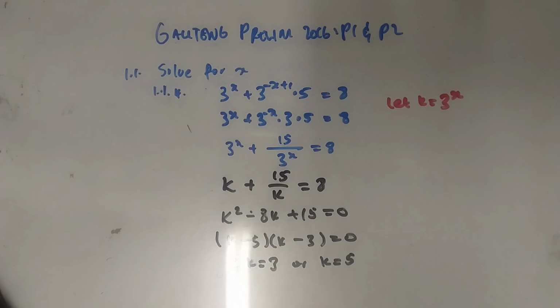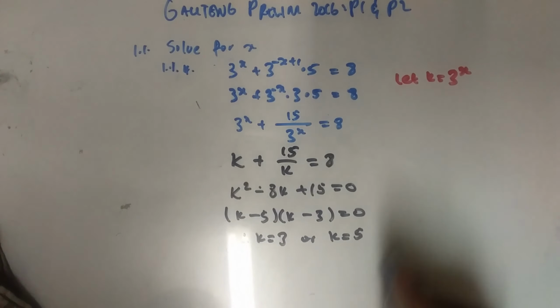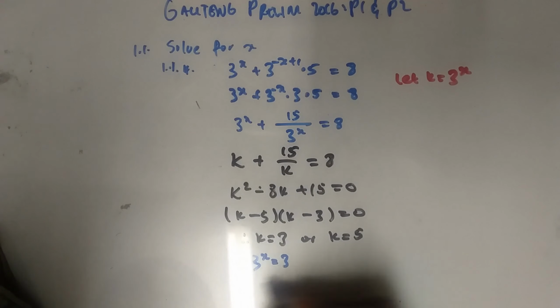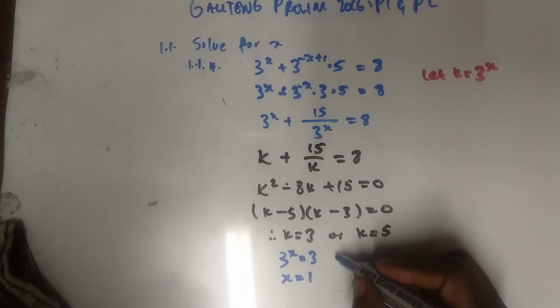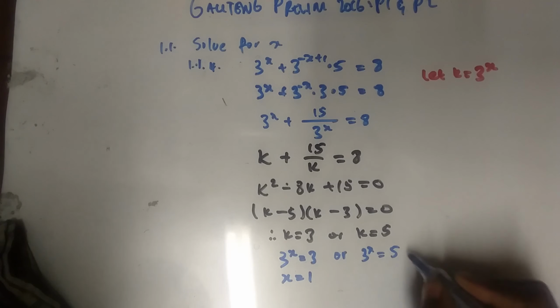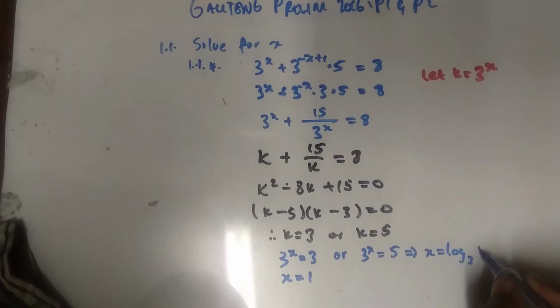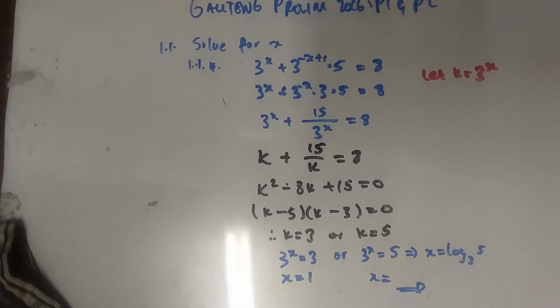But we didn't solve for x, we solved for k. Now we need to solve for x. Remembering that we let k be equal to 3 to the x, it means 3 to the x is equal to 3, so x is equal to 1 in this particular case, or 3 to the x is equal to 5, and then we are going to use the law of logarithms, log base 3 of 5. So x is equal to whatever solution you get here. This is just one of the ways that I can solve this problem, and the alternative method I'll do in the next video.